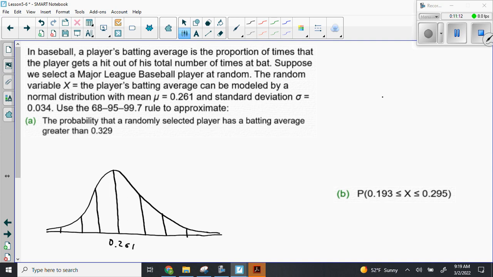The way that I'm going to get the numbers that correspond to this is I'm just going to add 0.034 to 0.261, and I'm going to subtract it, right? It's going to tell me one above and one below. So 0.261 plus 0.034 tells me that one standard deviation above is at 0.295. I'm going to take 0.261 and subtract 0.034, and that tells me that one standard deviation below is 0.227.